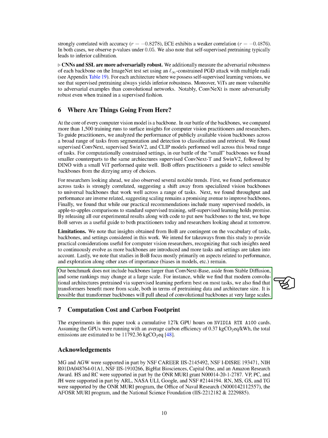For example, while modern convolutional architectures pre-trained via supervised learning perform best on most tasks, we found that transformers benefit more from scale, both in terms of pre-training data and architecture size. Therefore, transformer backbones might outperform convolutional backbones at very large scales.